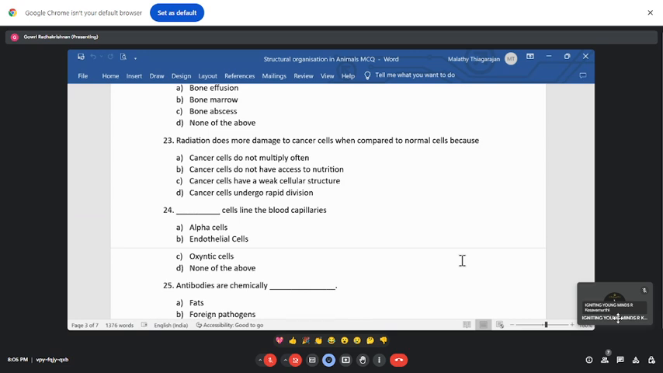Okay. The 23rd. Radiation does more damage to the cancer cells when compared to the normal cell because cancer cells undergo rapid division.